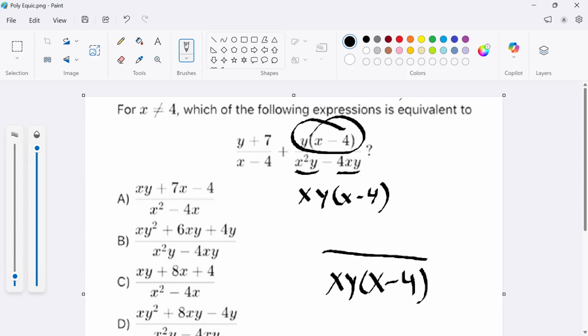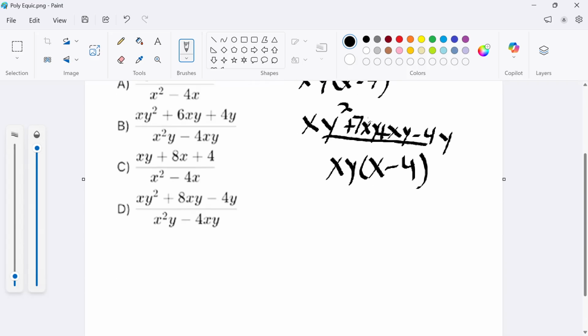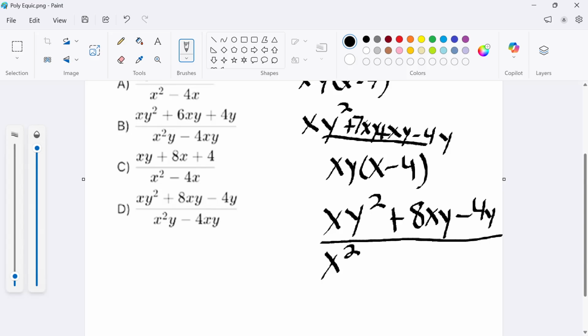And so see, the common denominator is xy times x minus 4. This one has the whole thing, so I'm just going to distribute xy minus 4y. This one doesn't. It only has the x minus 4 part, so I have to multiply by xy, and that's going to be x. I'm just going to distribute right away. Xy squared plus 7xy. And then if I add all those together, I get xy squared plus 8xy minus 4y divided by x squared y minus 4xy. And which one is that? That's D.